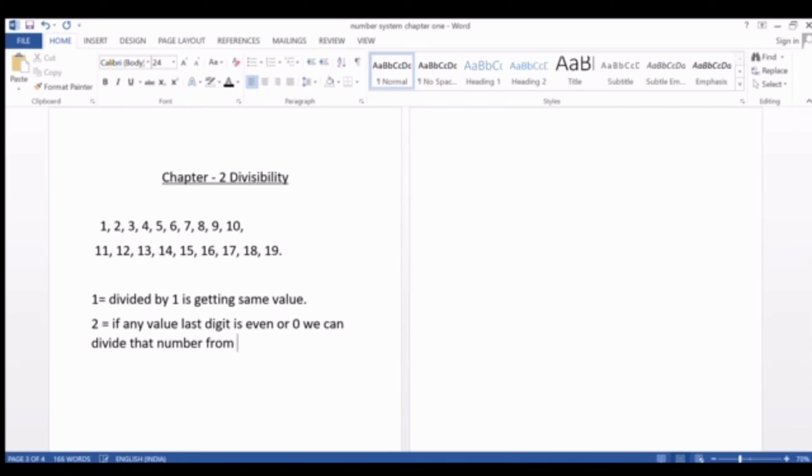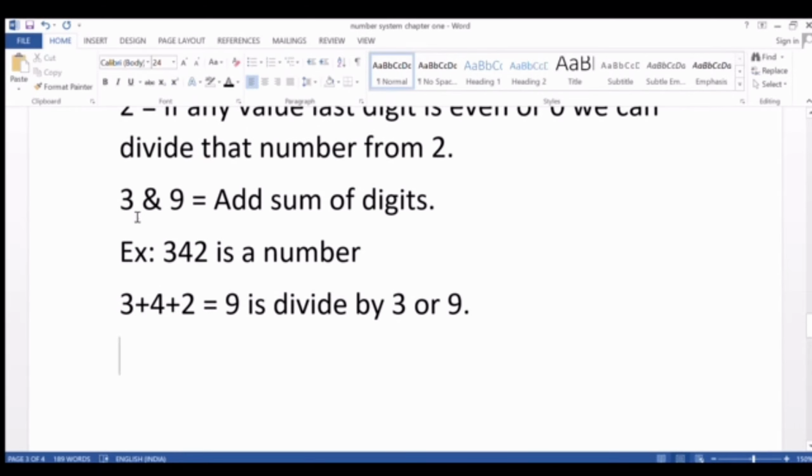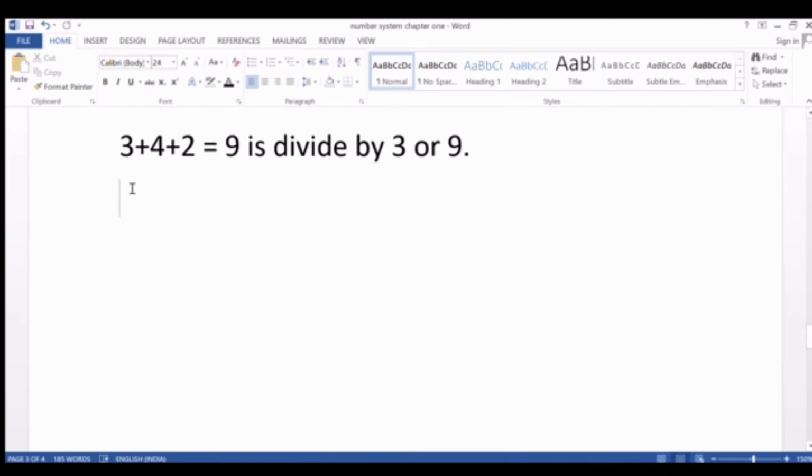The next values are 3 and 9. The divisibility rule of 3 and 9 is the same. If you add the sum of the digits, you get some value. If that value is divisible by 3 or 9, the entire number is divisible by 3 or 9. I hope you understand this also. If you want to be perfect in this divisibility rule, take any numbers you want and search in Google, which will give you more numbers to solve.